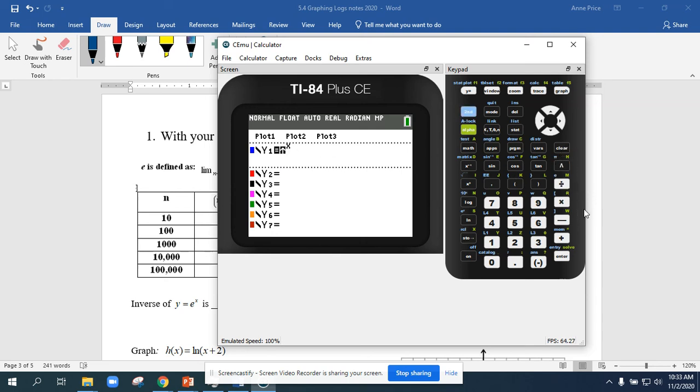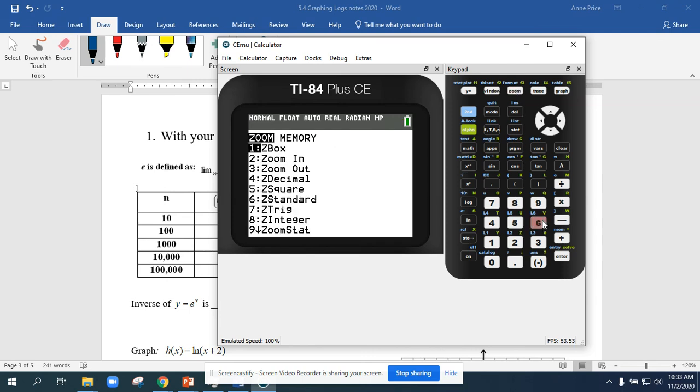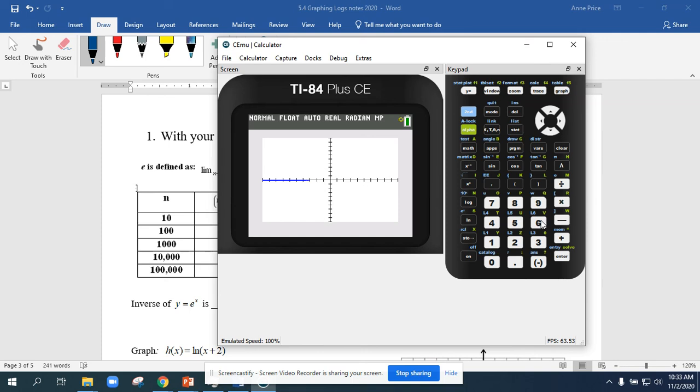So if you hit second and divide, you'll get the e button. So you don't want to use rounded values for that. And e to the x, and then I did zoom 6. Oopsie, zoom 6. And I got my graph. It's going to look like an exponential function. But what is the value of e?